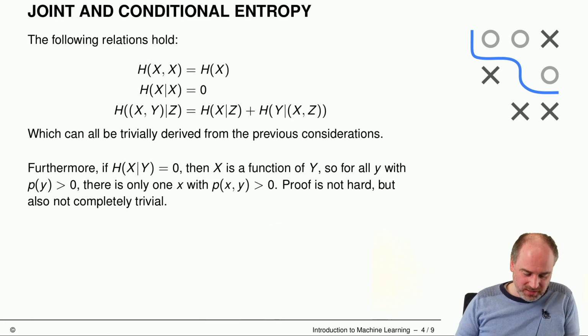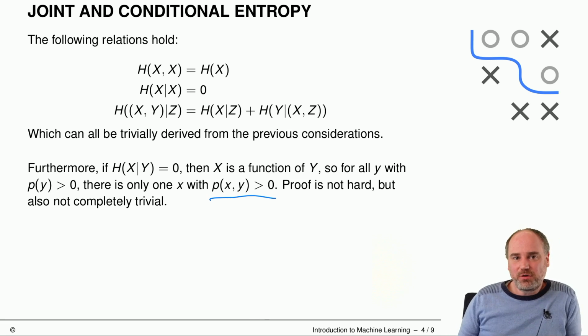Another interesting observation: if the conditional entropy of x given y is exactly 0, then we know that x is a function of y, so that for all categories of y with positive probability, there is only exactly one x so that in the joint probability mass function p of x comma y, there's positive probability. Okay, this is exactly what a plausible definition of x as a function of y means. This is not very hard to prove. It takes probably a little bit more than one line. This is actually maybe a very good exercise to test yourself if you want to prove that.